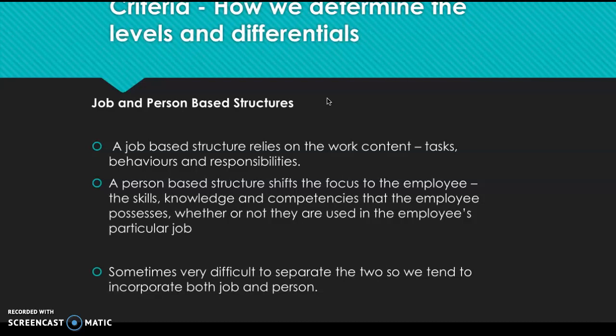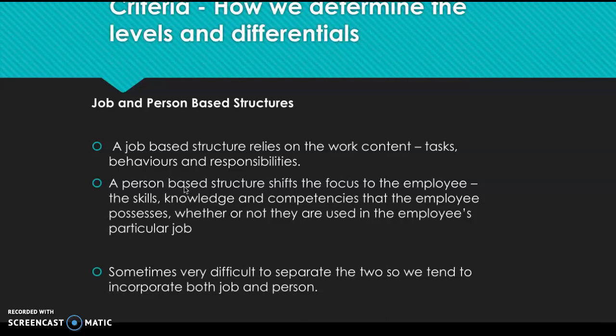You can look at the job itself, which is what we call a job-based structure that strictly looks at the tasks, the duties, the responsibilities, the behaviors. Or we could look at a person-based structure where all we're looking at is the KSAs, the knowledge, the skills, the abilities, the competencies. So one looks at the TDRs, one looks at the KSAs, hopefully terms you remember from HRM. Tasks, duties, and responsibilities, the actual job itself. The other looks at the skills, knowledge, and competencies.